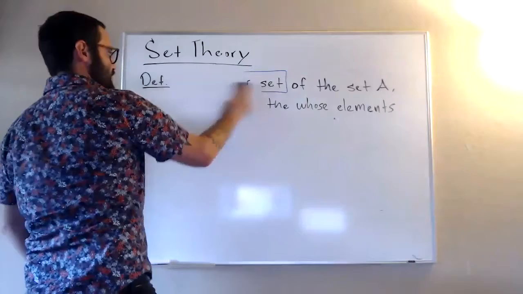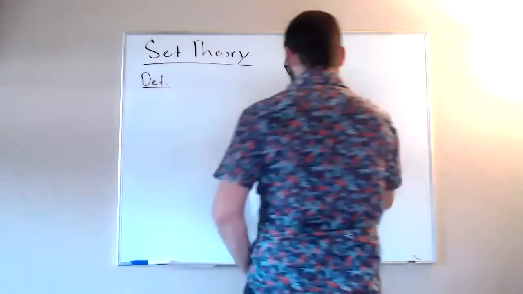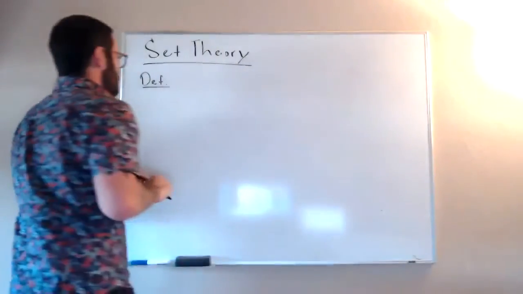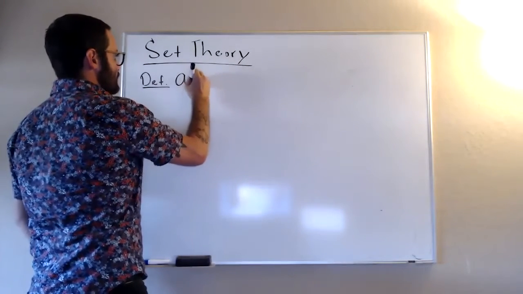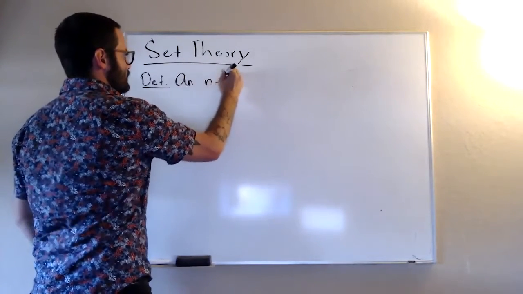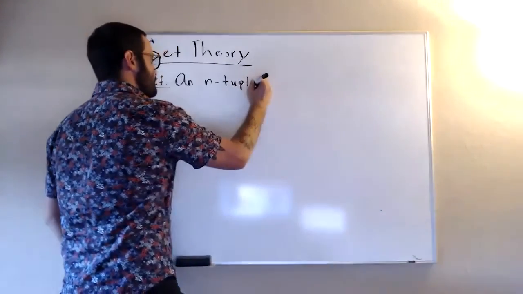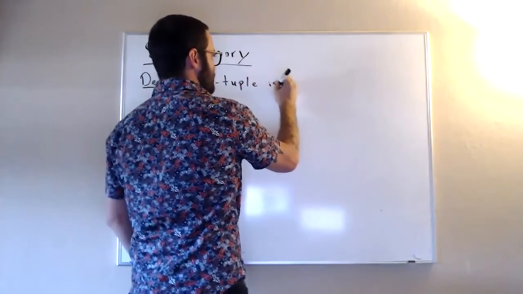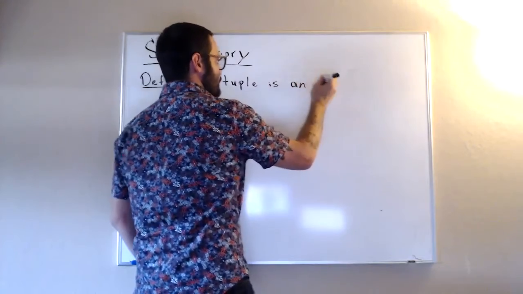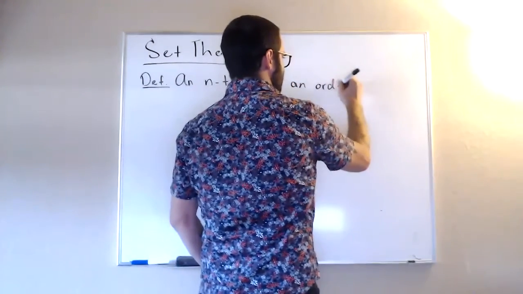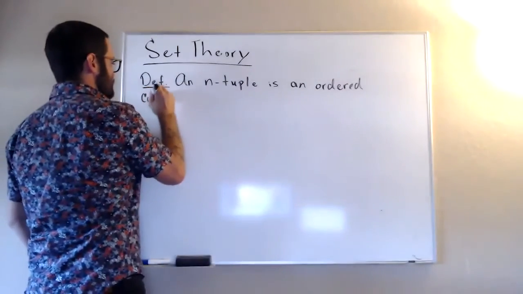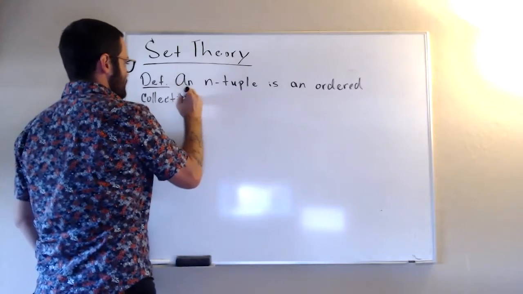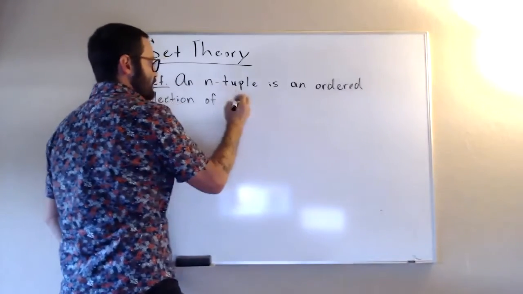Okay, so we have a few more definitions. An n-tuple is an ordered collection of n items.